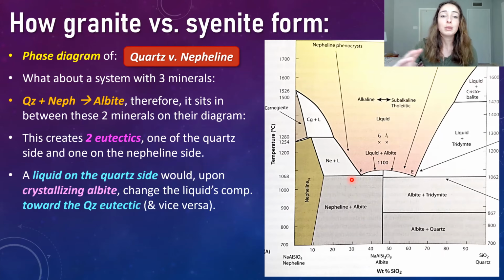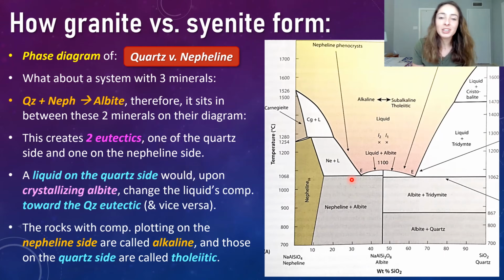So these eutectics represent something major if you understand what this phase diagram is representing. Another nomenclature type of thing that you should probably know is that rocks with composition plotting on the left side of this diagram, or the nepheline side, are called alkaline, whereas those plotting on the right or quartz side are called either subalkaline or tholeiitic.